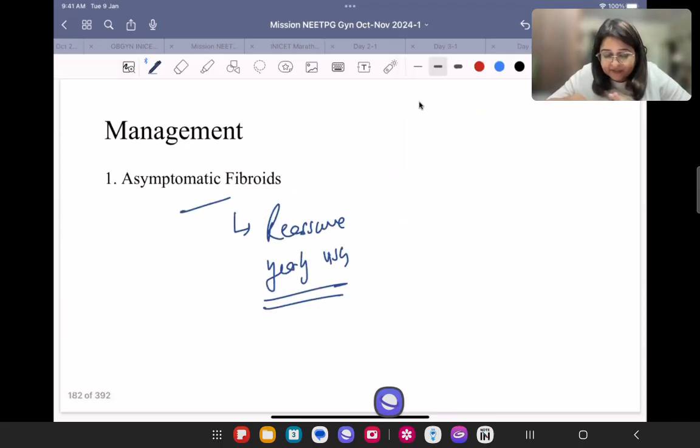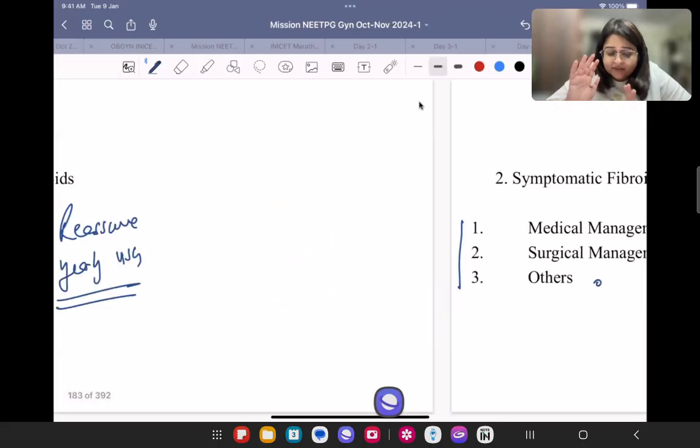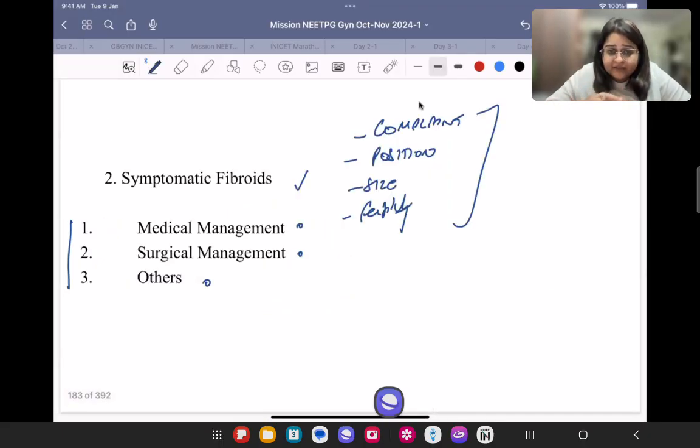Please repeat. What was the repeat? This was it: in asymptomatic, nothing needs to be done. Okay, reassure, yearly ultrasound only. Symptomatic may need either medical management or surgical management, and there are some newer options also.